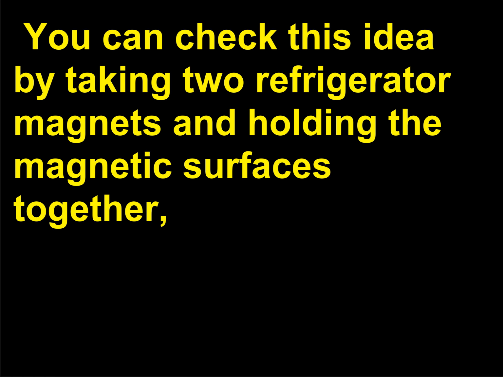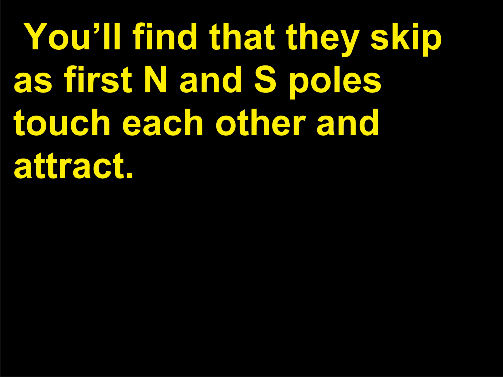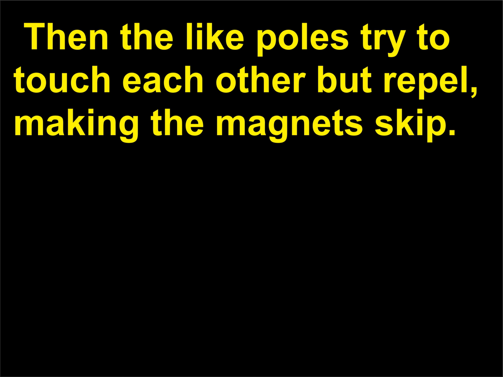You can check this idea by taking two refrigerator magnets and holding the magnetic surfaces together. And then try sliding one over the other. You'll find that they skip as first N and S poles touch each other and attract. Then the like poles try to touch each other but repel, making the magnets skip.